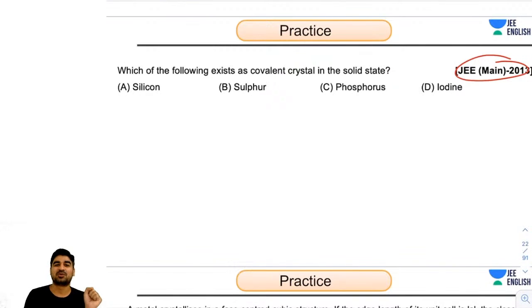Sulfur will not be covalent. In covalent, we have constituent particles, atoms.